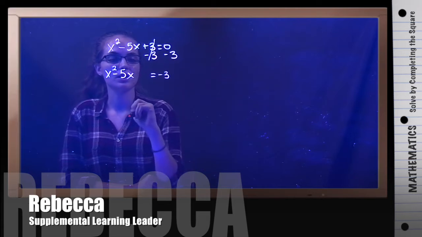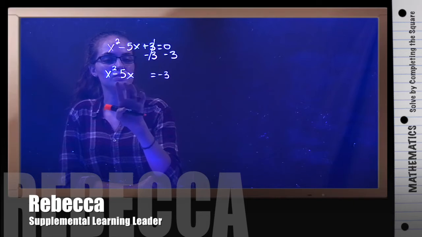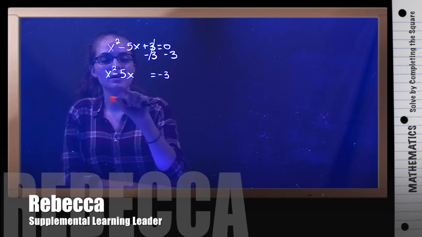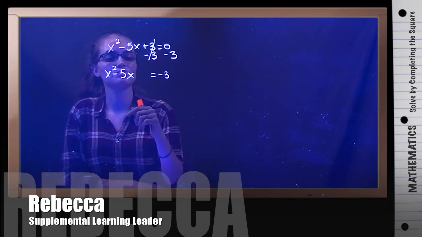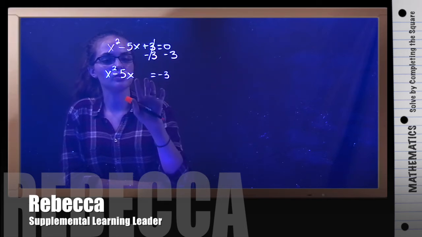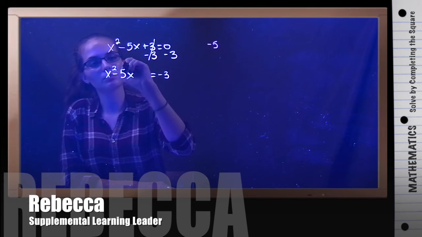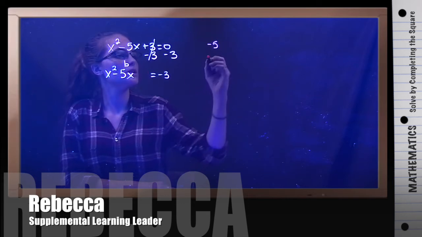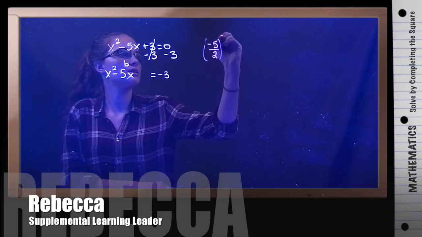Now, the reason I left this area blank is because the goal here is to make a perfect square trinomial so that we can use the square root method. In order to make a perfect square trinomial, we have to add something to this space. And what we're going to do is take the middle term, negative 5, which is our b, and divide it by 2 and square it.